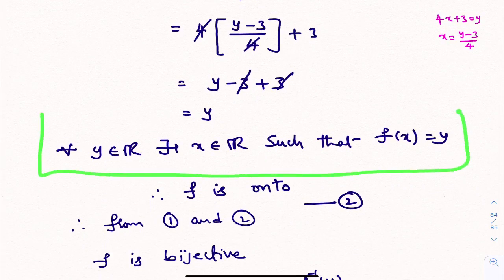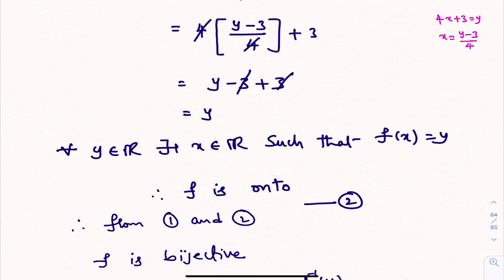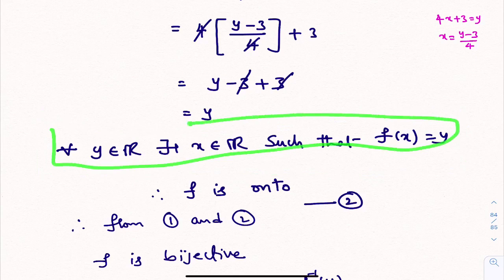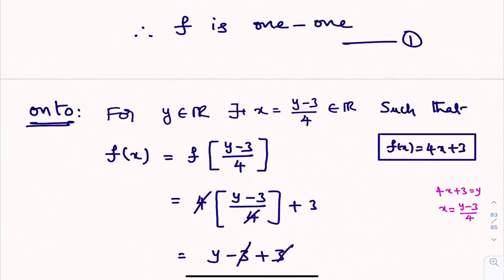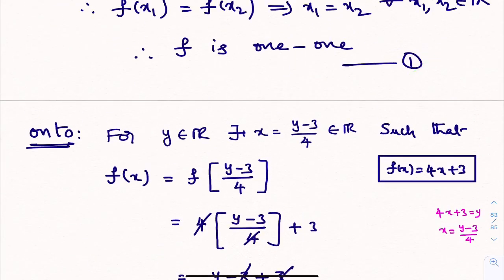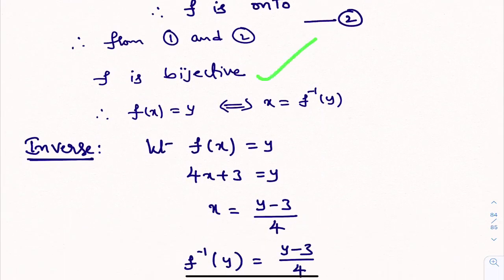You observe this one. This is important. If I show this, then it tells you that this given function is an onto function. So as I have shown this statement, I can say that the given function is onto. Okay, so what happened here? Here you see, this is equation 1. I proved that this function is one-one. You see here, equation 2. I proved that this is onto. From 1 and 2, I can say that this function is bijective.